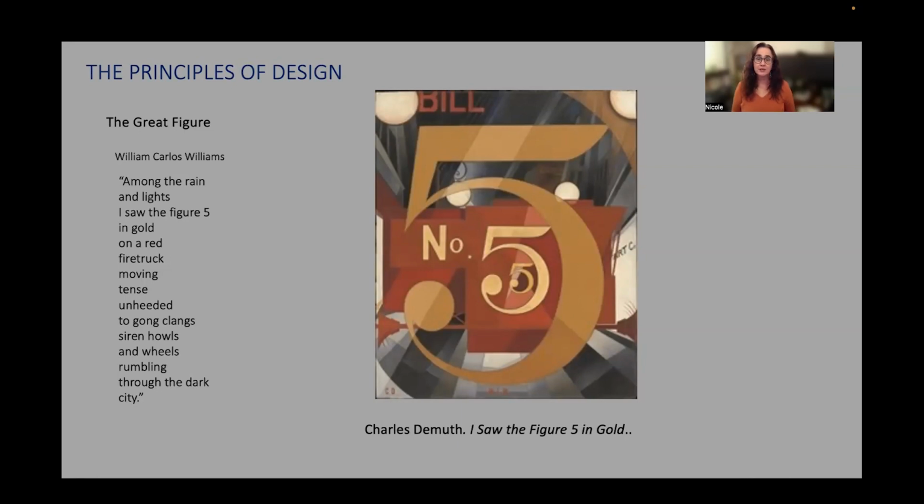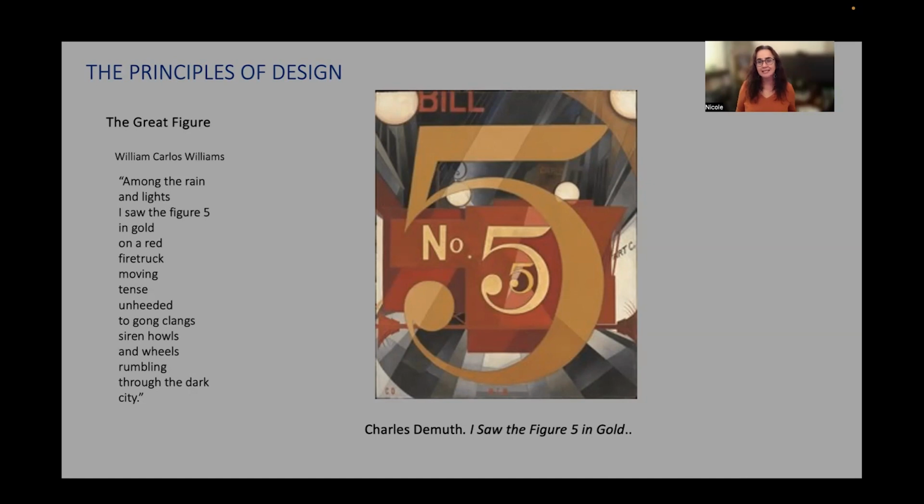So knowing that his friend is a poet, knowing that poetry is also about observation in some ways, in similar ways that painting can be, Demuth chose to make an image that reflected those aspects of the poem as a reflection of the poet. And so I just want to read the poem very briefly. It's called The Great Figure by William Carlos Williams.